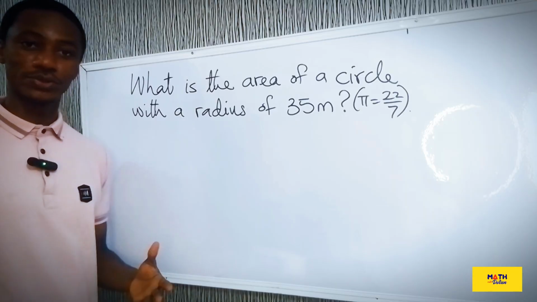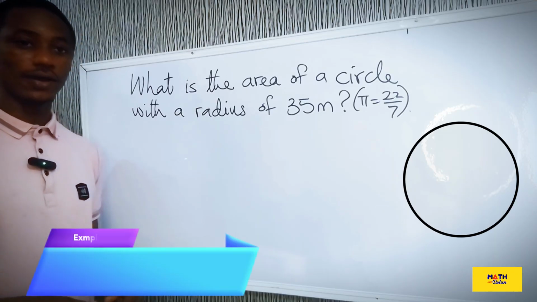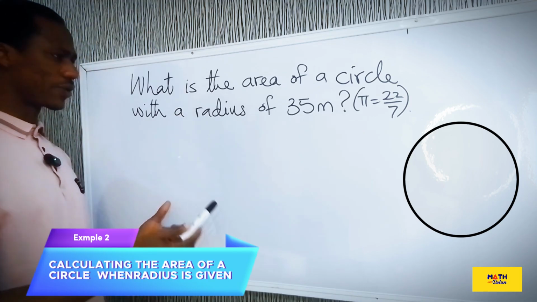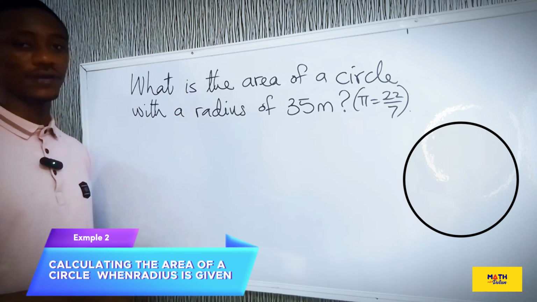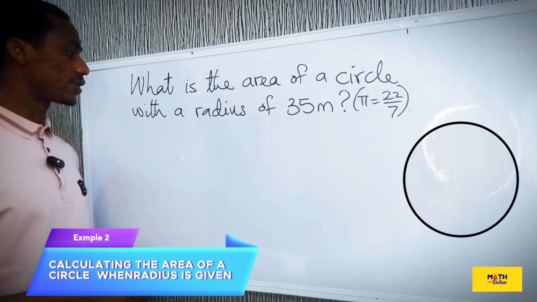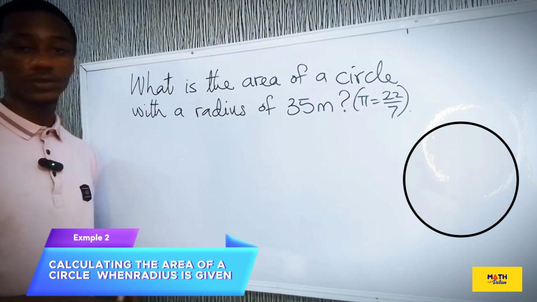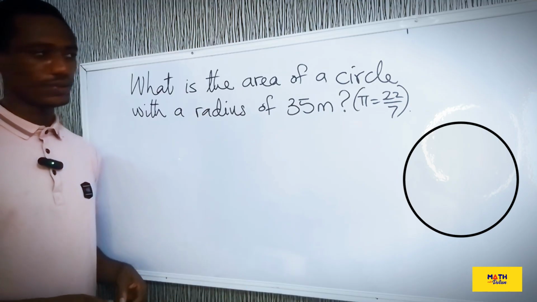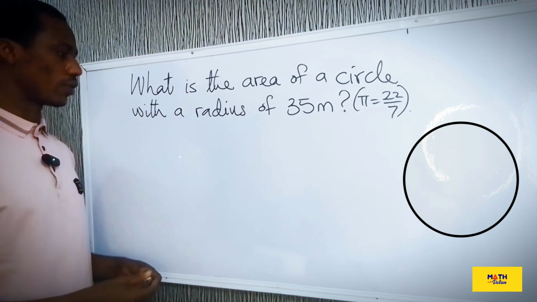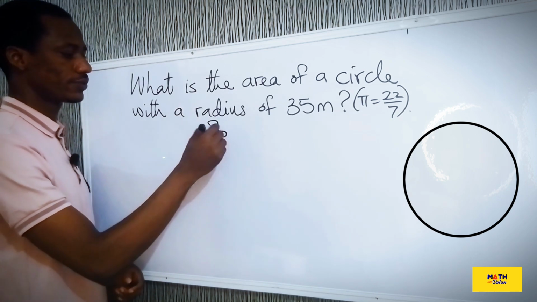Alright, this is example 2 under the area of a circle series. What is the area of a circle with a radius of 35 meters? And we're given pi as 22/7. Alright, so let's solve this.